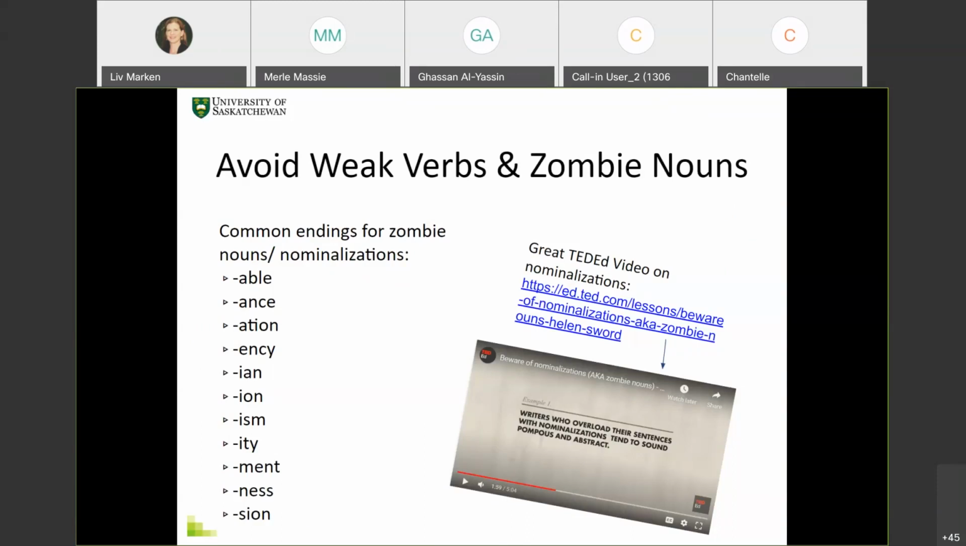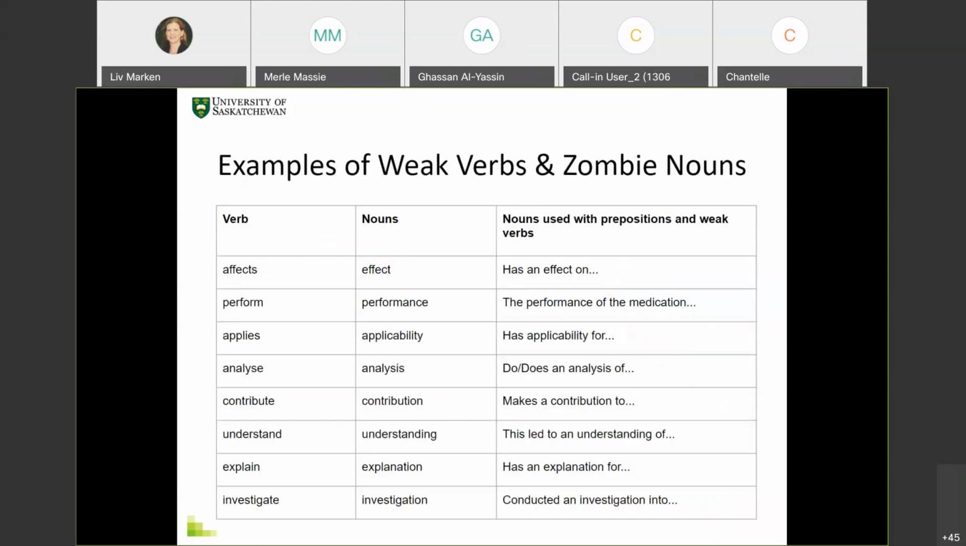So, some common endings if you're looking for these words. You're using nouns all the time, but you can promote them to verbs. So you can turn your nouns into action words to make your writing more clear. So here are some examples.